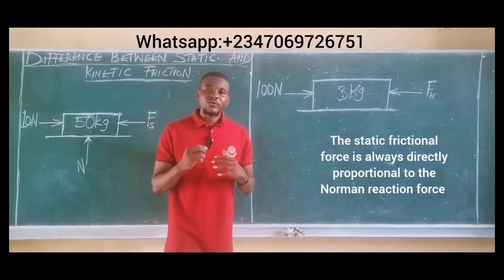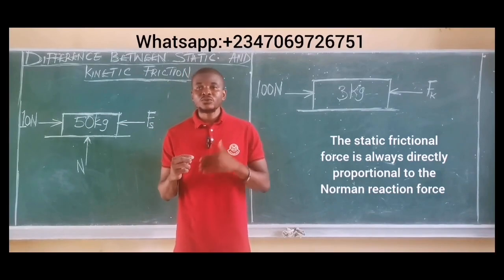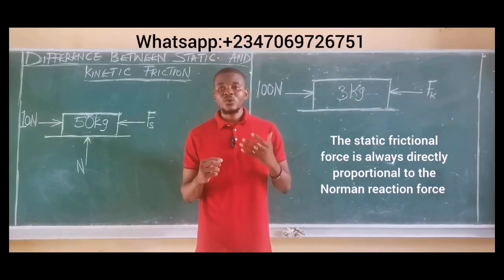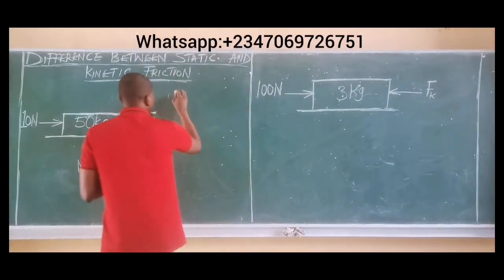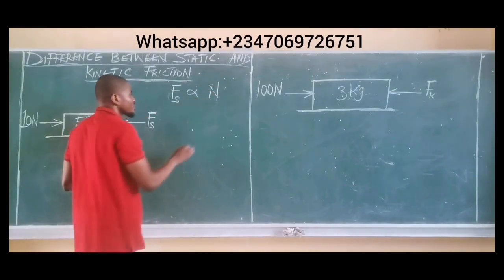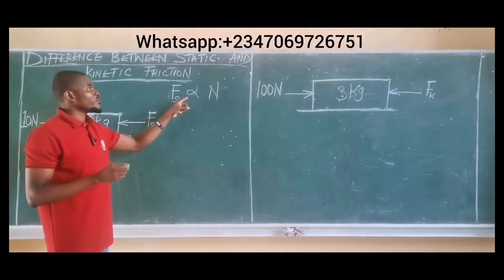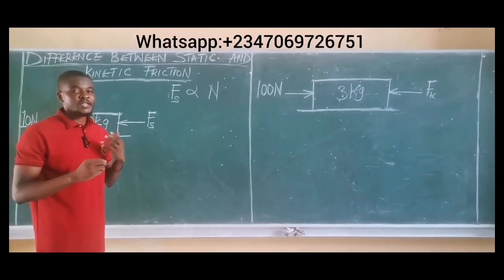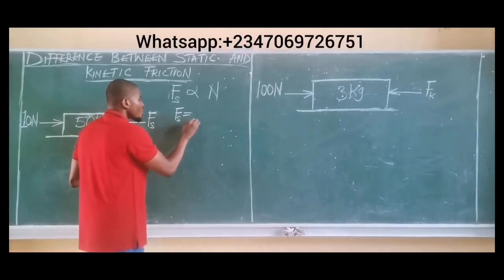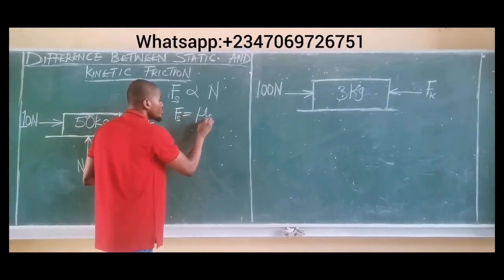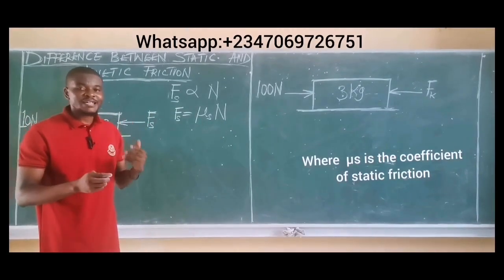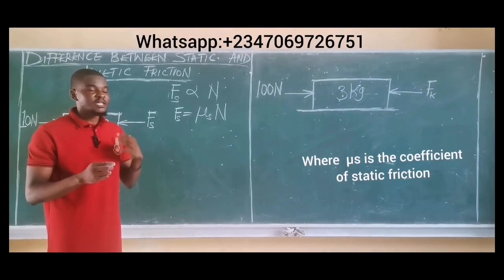Now, the static frictional force is always directly proportional to the normal reaction force. So you simply have Fs, which is the static frictional force, is directly proportional to the normal reaction force. And you know, whenever you remove a proportionality sign, you always introduce a constant. So this simply implies that our static frictional force Fs is equal to the constant, in this case called μs, multiplied by N.